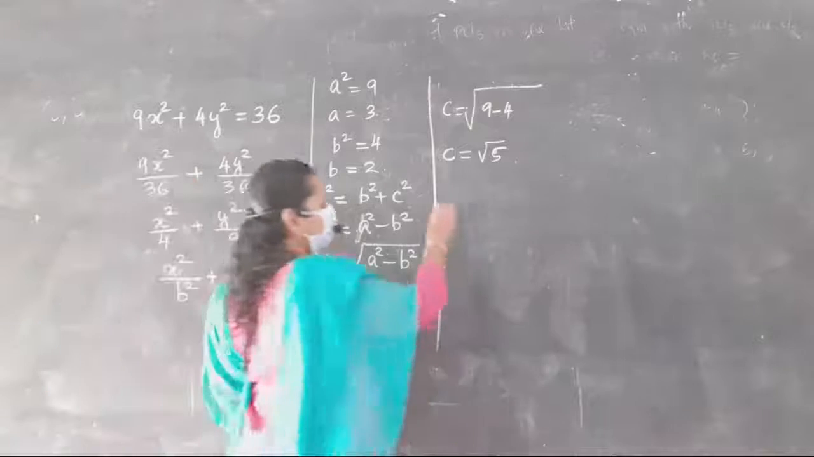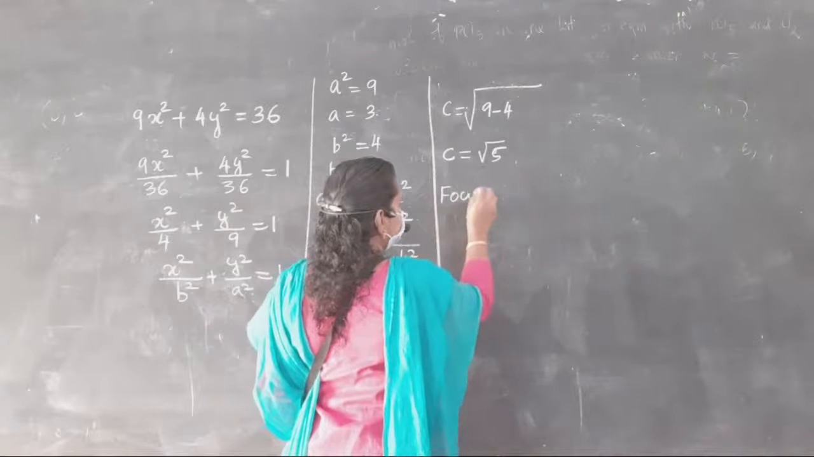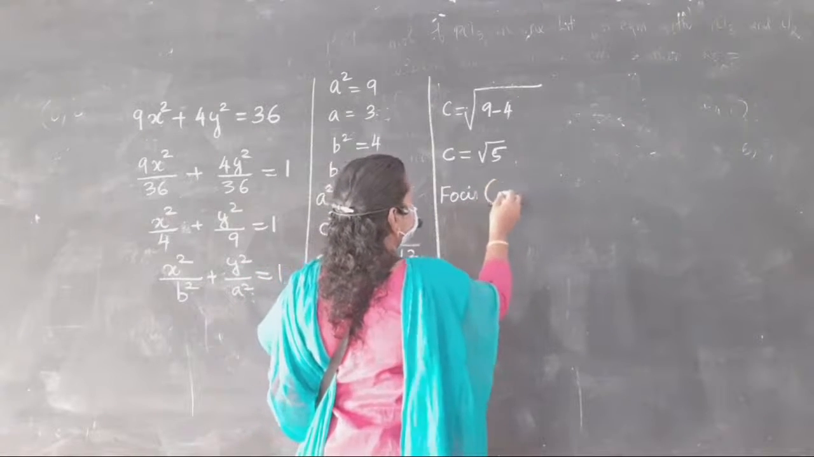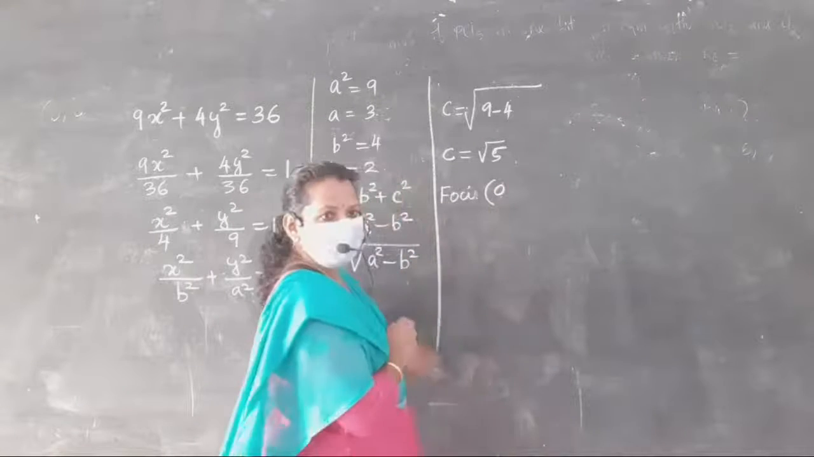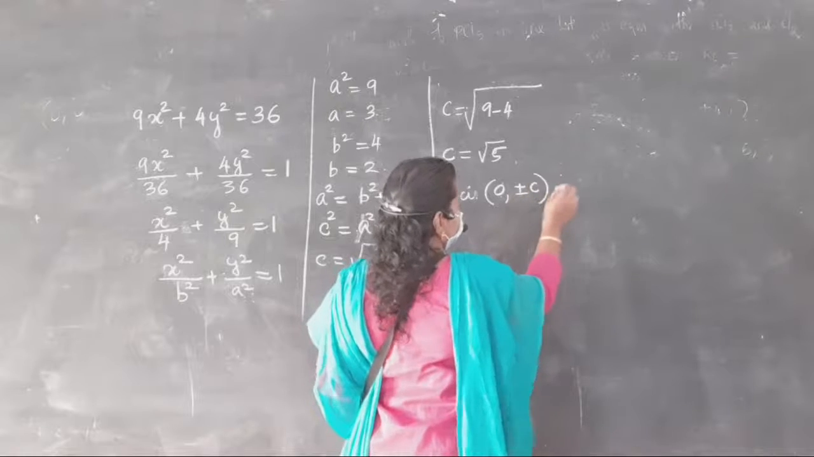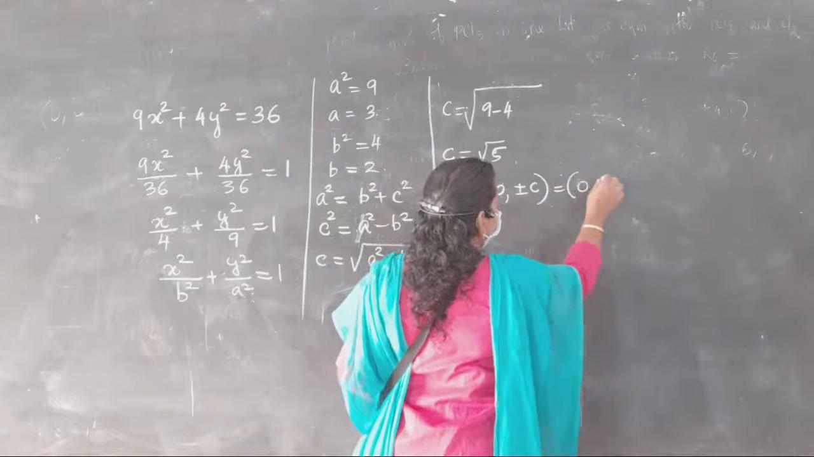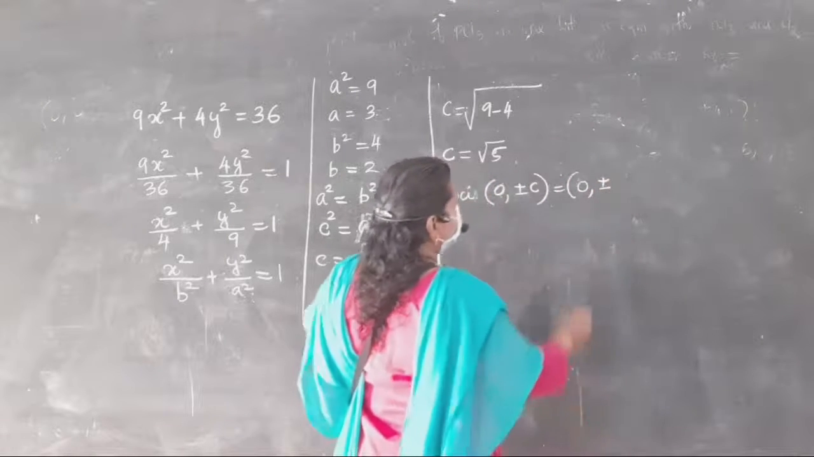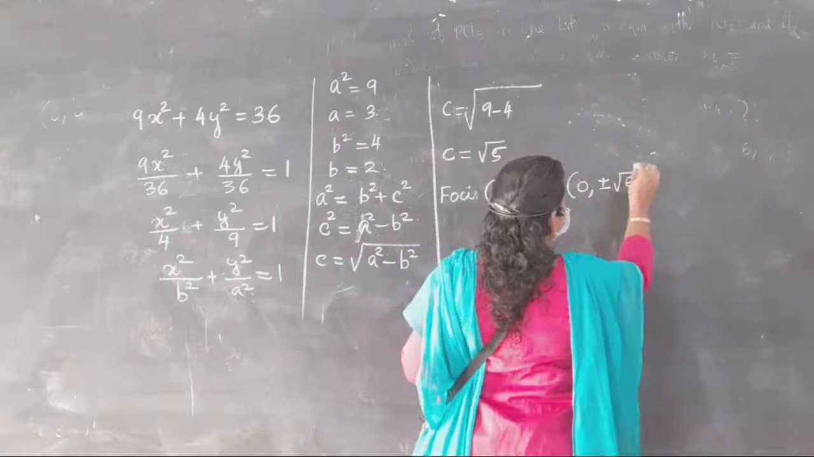Okay, now foci ആണ്. Foci ഏതിലാണുള്ളത്? y axis ലാണ്. y axis ലാണ് എന്തായിരിക്കും? x coordinate 0 ആയിരിക്കും. 0 plus or minus c. That's equal to 0 plus or minus c എത്രയാണ്? root 5.